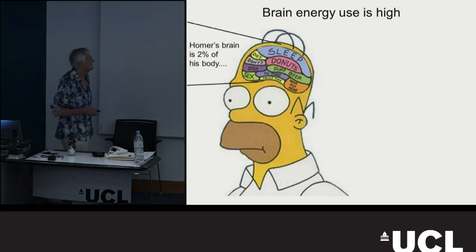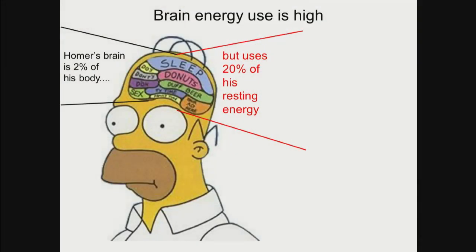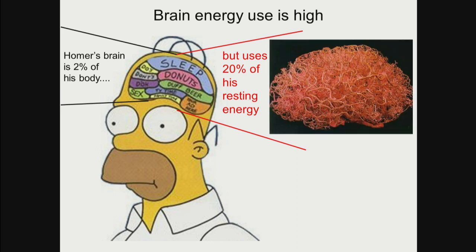Homer's brain is 2% of his body, but 20% of his resting energy goes to power his brain. So as you're sitting here, 20% of your lunch is powering your brain at the moment. And in fact, in children, it's even greater, about 60%. And that's why we have this dense network of blood vessels bringing oxygen and glucose into the brain.